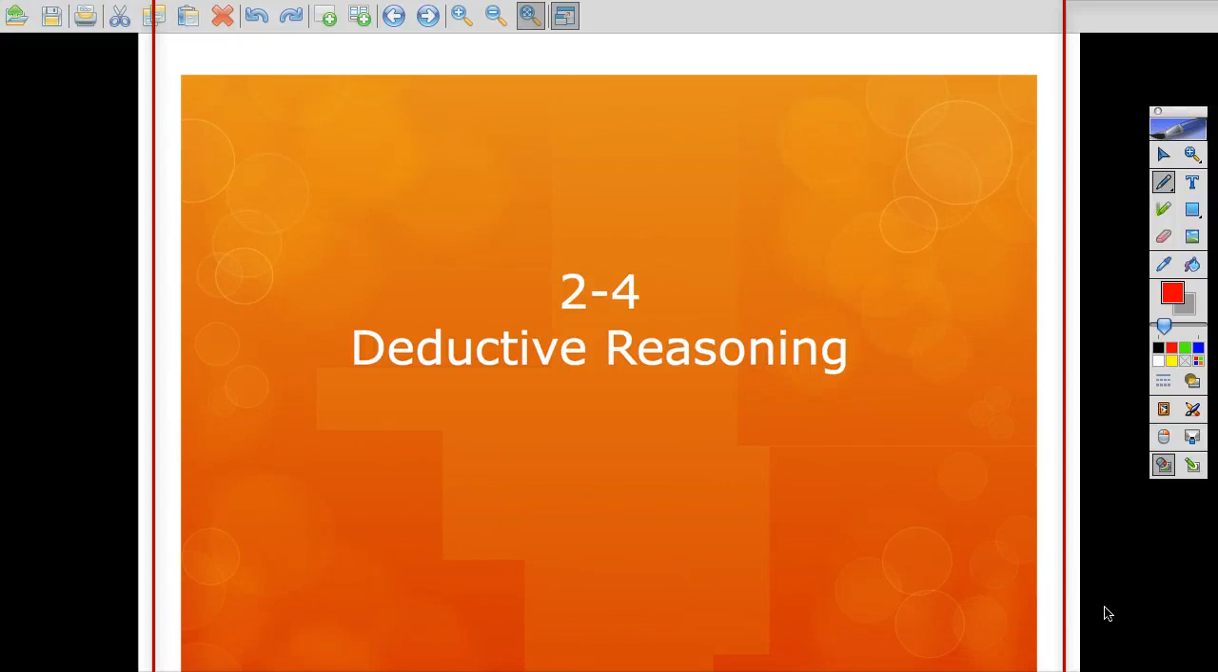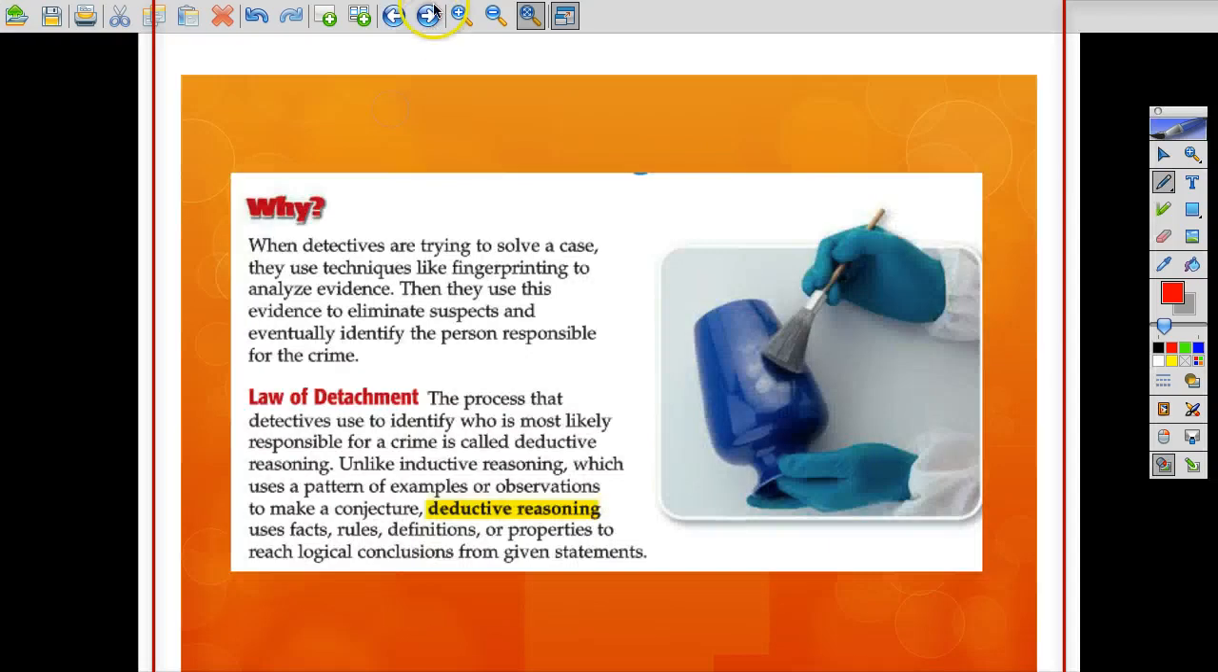This is chapter 2, section 4, deductive reasoning. So when detectives are trying to solve a case, they use techniques like fingerprinting to analyze evidence. They use this evidence to eliminate suspects and eventually identify the person responsible for the crime.